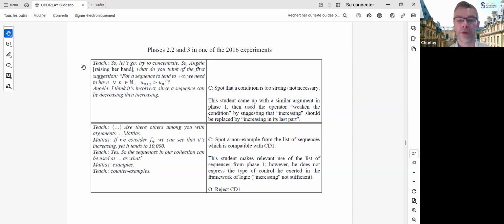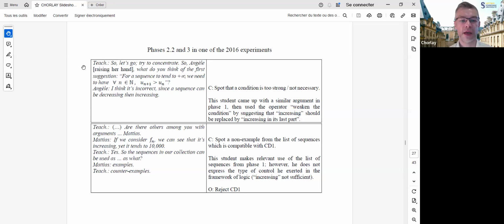Students spot that this is too strong and try to tinker with it, suggesting increasing in its last part or after some time, etc. This is an interesting move. Another episode. So are there others among you with arguments?